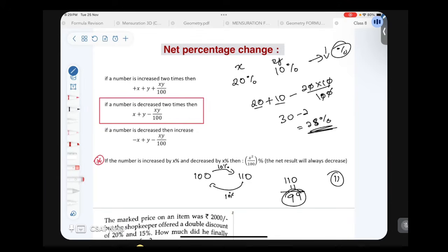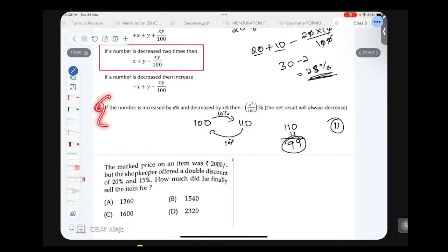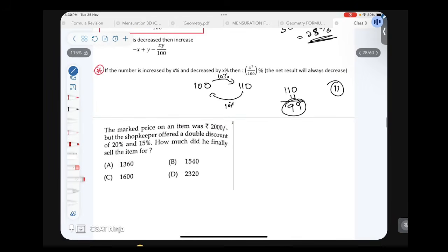So earlier our number was 100 and it was increased by 10%, which becomes 110 there. And from this 110, now it has been decreased by 10%. If we decrease by 10%, we are getting 99 there. That means the net result here will always be smaller than the original value if the percentage increase and then decrease is the same. Okay, so keep that in mind. This may be handy for data sufficiency questions, because I feel like one question was asked from this, I guess. I'm not sure.